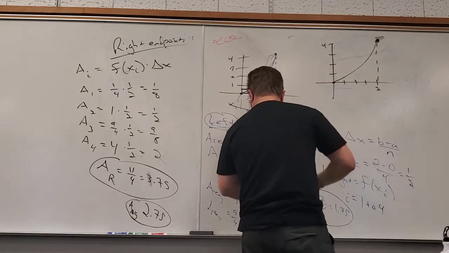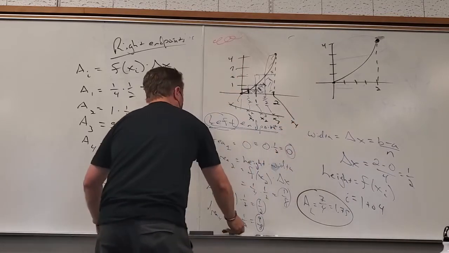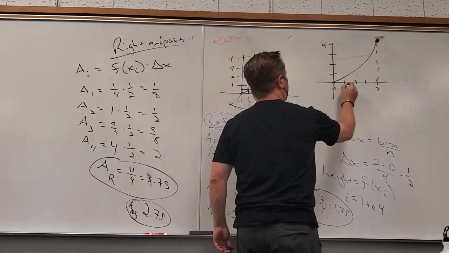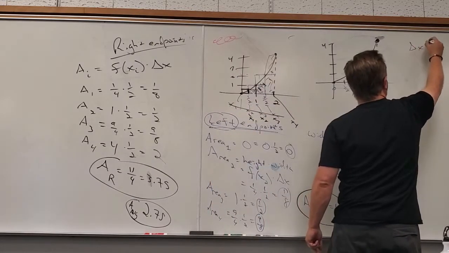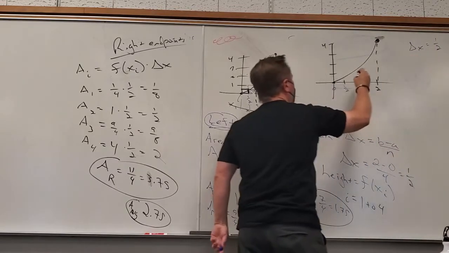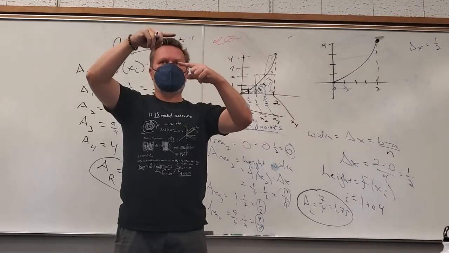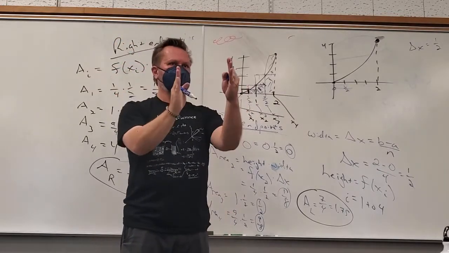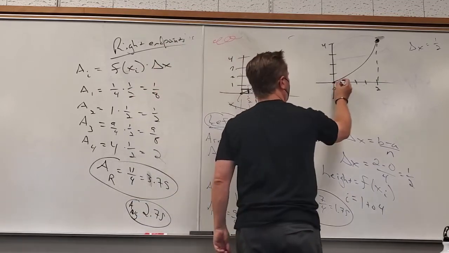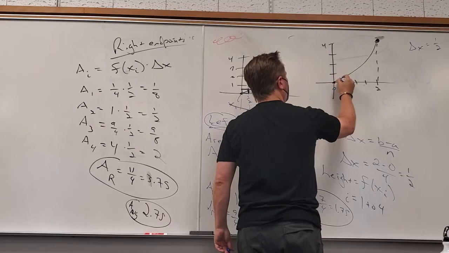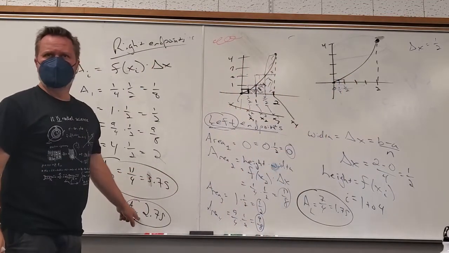So I want that area. And now I'm using midpoints. So the first rectangle is still going to go from 0 to 1/2, because my width and everything is still the same. But now the height is going to be based on the midpoint. What's the midpoint of that first 0 to 1/2? Yeah, 1/4. So that'll be there. You see how the midpoint basically does this, roughly?